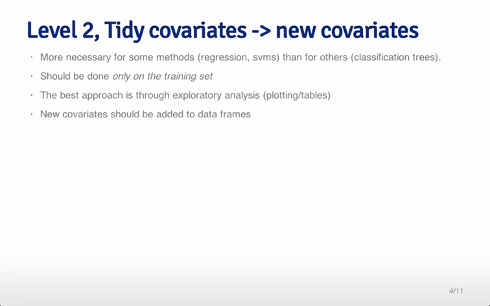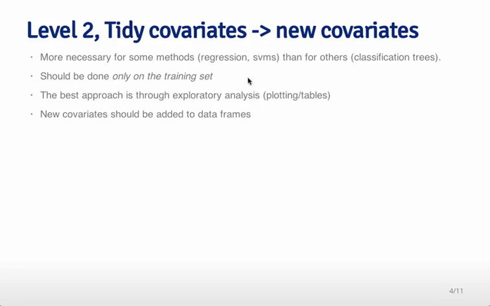So the second level is taking tidy covariates. These are features you've already created on the data set, and then creating new covariates out of them. Usually this is transformations or functions of the covariates that might be useful when building a prediction model. This can sometimes be more necessary for methods like regression or support vector machines that depend a little more on the distribution of the data, and a little less for things like classification trees, where you don't depend quite so much on the data looking a particular way.